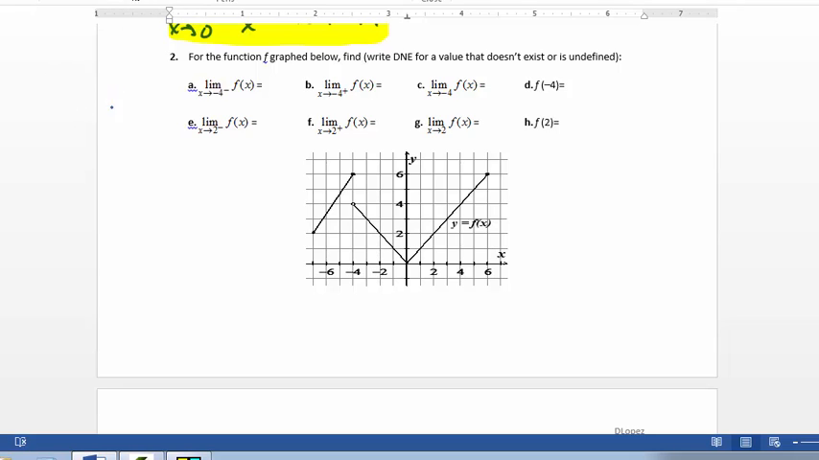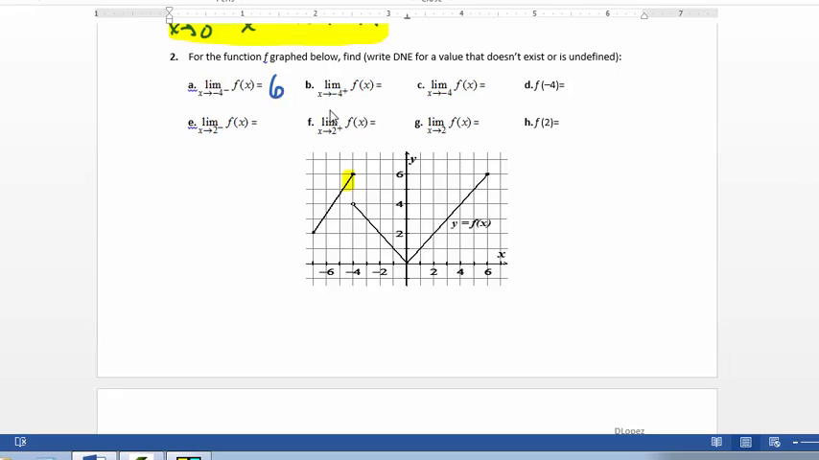Okay. Now, number 2, most people got, because it's just looking at this graph. All right, so you're saying part A, what's the limit as x approaches -4 from the left? Well, here's -4, so I'm looking just to the left of -4. So what's happening just to the left of -4? You're getting closer and closer to 6. So this one is actually 6.